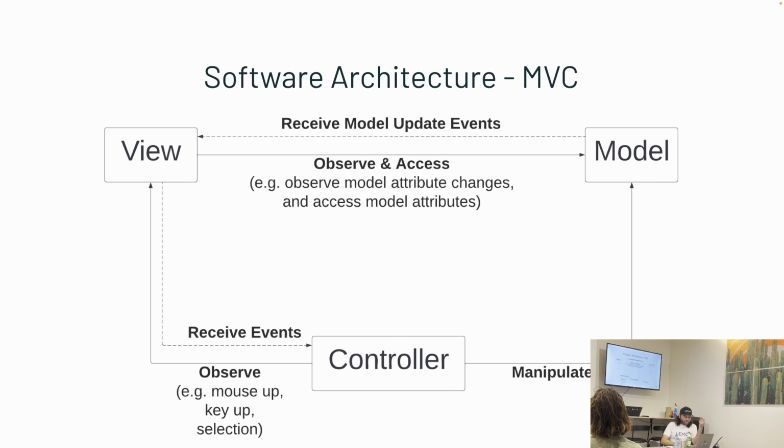So examples of model attributes, as far as model update events, are attribute changes. That's pretty much it. And then here is observing a mouse up event, a key up event on the keyboard, a selection in a list, for example, or a table, etc.